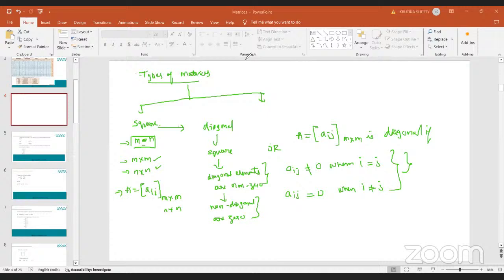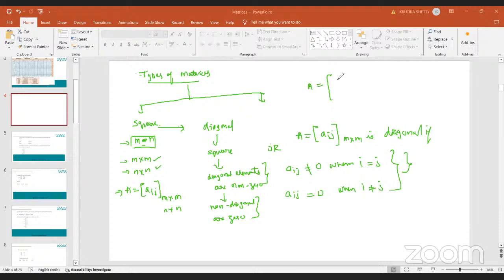So next, we will be discussing the scalar matrix. Based on square matrices, we discussed the diagonal matrix. If you are not understanding the mathematical form, try to remember the verbal form. And I will explain with an example also, so it will be very easy.